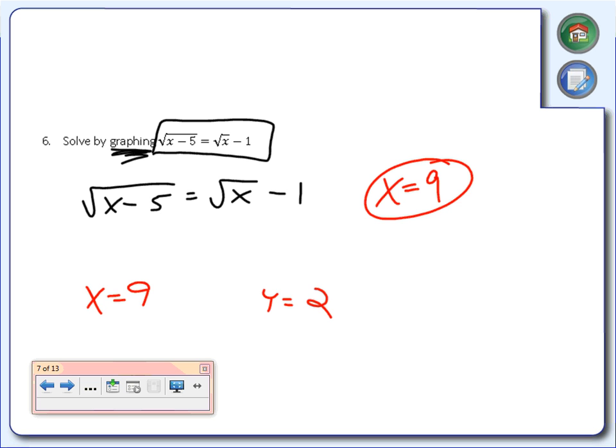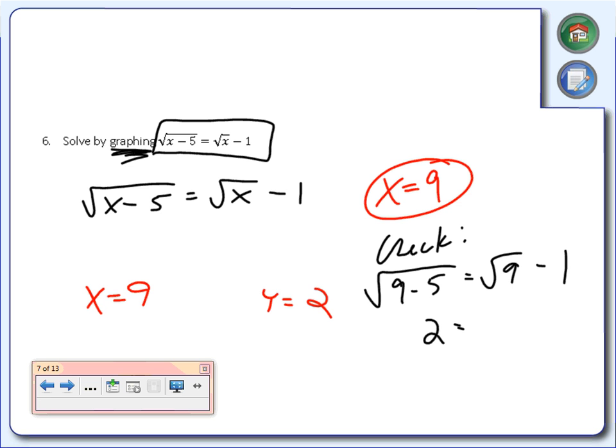Or is it? What do I have to do to make sure that 9 is the answer? Check it. And how do we check it? By plugging it in. So just real quick, let's check it. Let's put the 9 in for x and make sure that the left side equals the right side. Over here, 9 minus 5 is 4, and the square root of 4 is 2. Over on the right, the square root of 9 is 3, and 3 minus 1 is 2. So it looks good. Left side equals the right side, so nothing wrong with this solution. That is the answer to number 6. All right, so we'll look at the rest tomorrow.